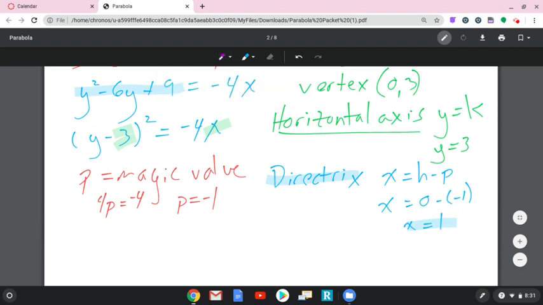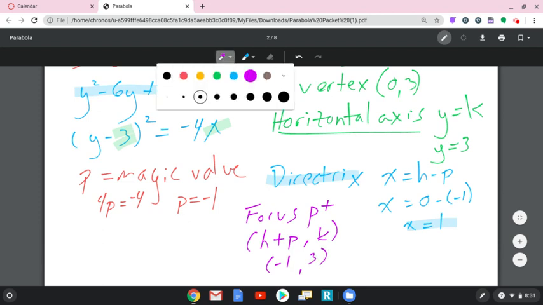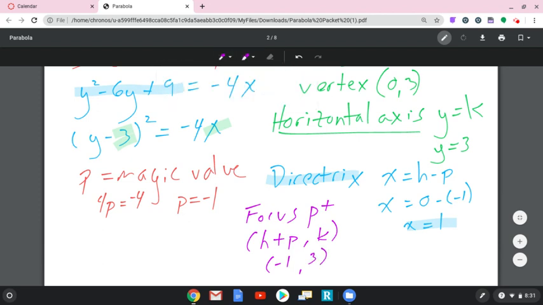So now let's go to our focus. If I go to my focus point, I need to have h plus p, comma k. Well, h is 0, p is, I'm sorry, negative 1. So it's negative 1. K is 3. So my focus point is negative 1, 3.